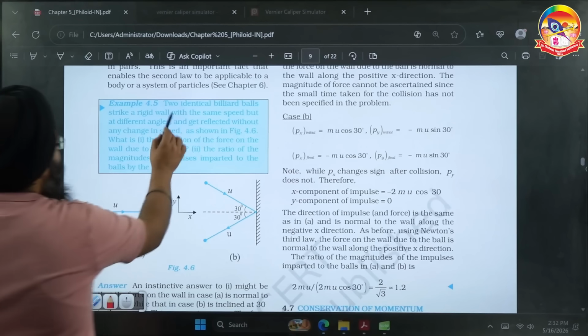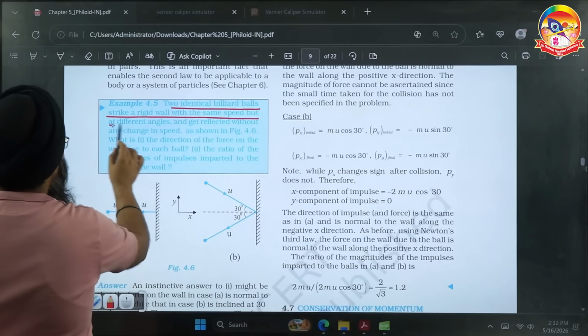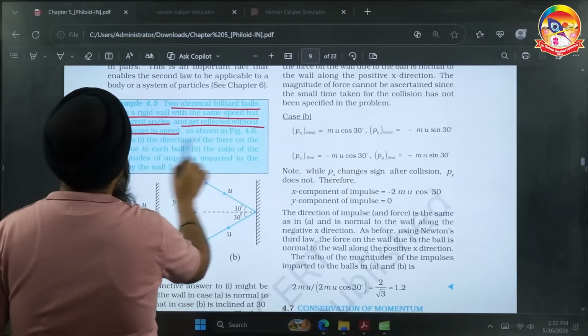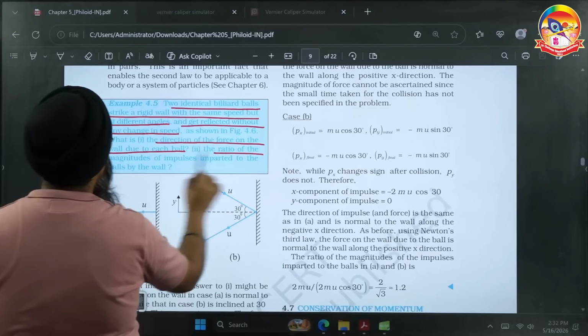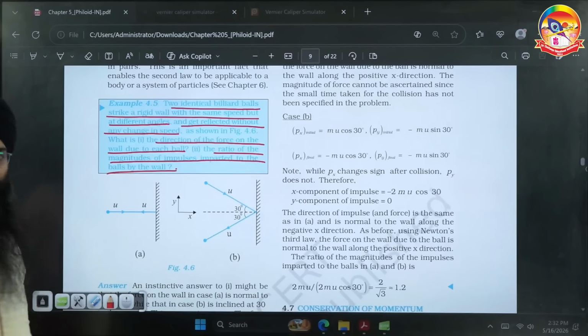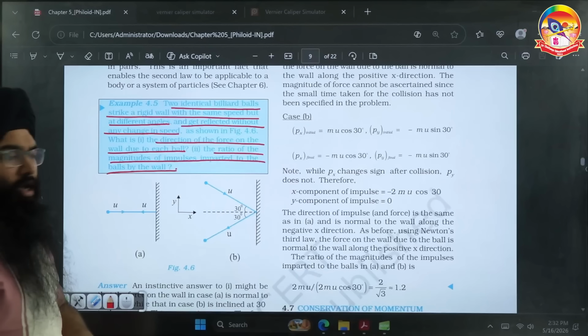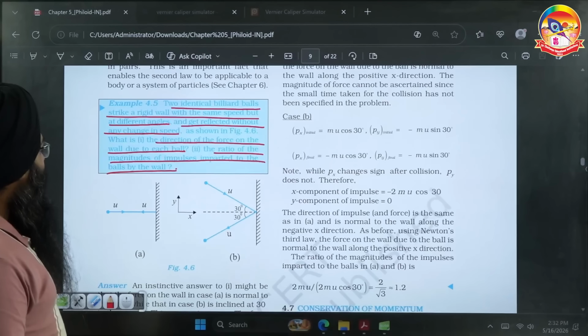The example is, two identical billiard balls strike a rigid ball with the same speed but at different angles and get reflected without any change in the speed. What is the direction of the force on the ball due to each ball? And the ratio of the magnitudes of the impulses imparted to the balls by the ball. So basically, they are asking you the direction of the force on the ball, and they are asking the ratio of the magnitudes of impulses imparted to the balls by the ball.